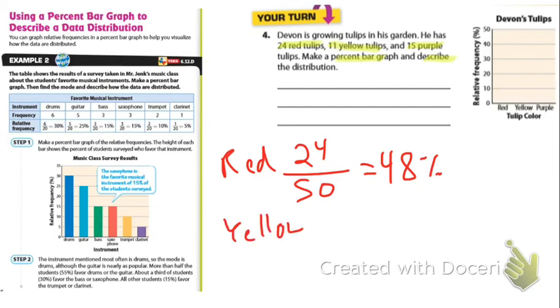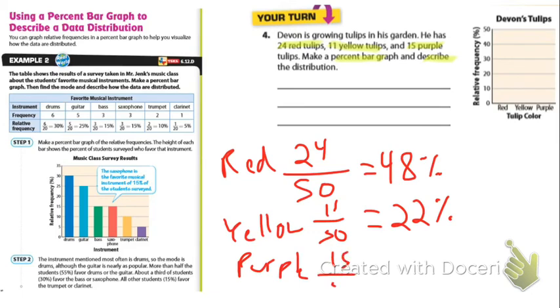Now for the yellow, we know that 11 of the 50 are yellow, which is equivalent to 22%. And last but not least, we have the purple, which was a total of 15 of a total of 50. And once you convert that into a percent, you will establish that it's 30%.